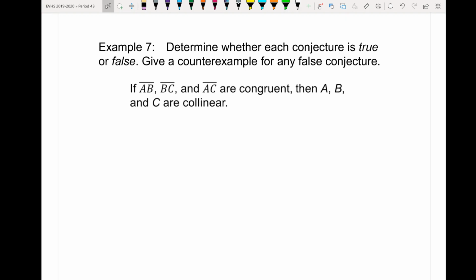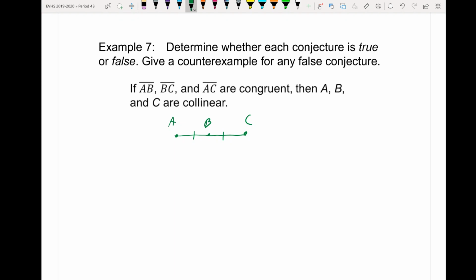If AB, BC, and AC are congruent, then AB and AC are collinear. Now, drawing this one is the hardest part of it. We're going to see if it's true, and if not, give a counterexample. How could I begin approaching this one? Put them all on a line. A, B, and C, all in a straight line. And then let's see. AB is congruent to AC. I'm sorry, AB is congruent to BC.